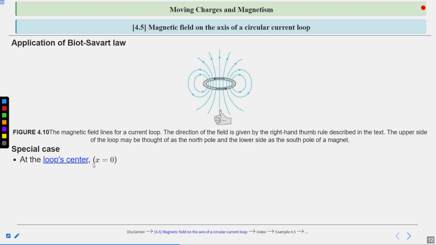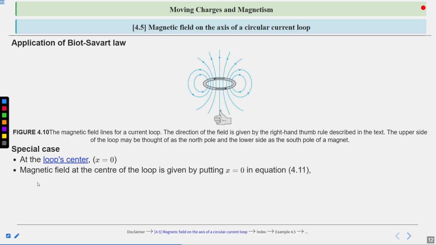So at the loop center, where x is equal to 0, x is the distance from center to point P. If we want to find the magnetic field at the center, then x will be 0. So the magnetic field at the center of the loop is given by putting x equal to 0 in equation 4.11. So we will get B naught, the magnetic field at center, equal to mu naught I upon 2r, in the I cap direction. Got it? Mark it as equation 4.12.